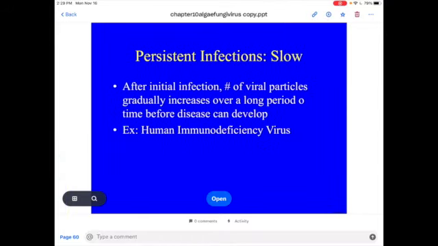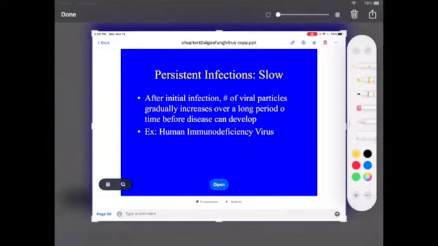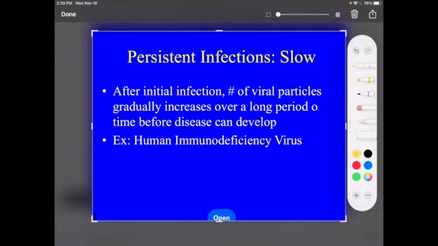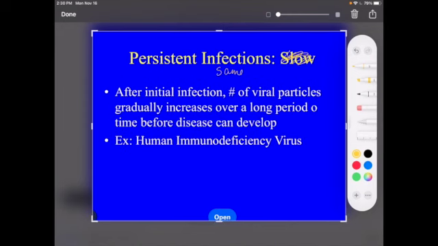And then again, slow. Let's just take a picture of this. Persistent infections, slow. It's the same as chronic. Just HIV is a slightly different caveat because you need to reach a critical mass of viral particles before developing acquired immunodeficiency syndrome. So we used to consider it a different type of infection, and we no longer do. So I need to update my PowerPoint now, don't I?